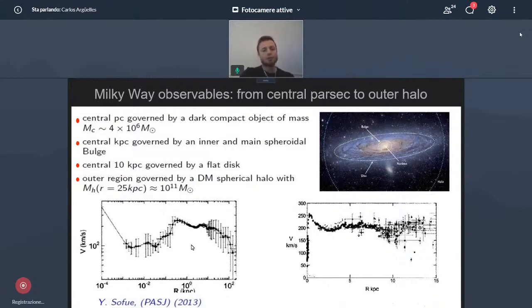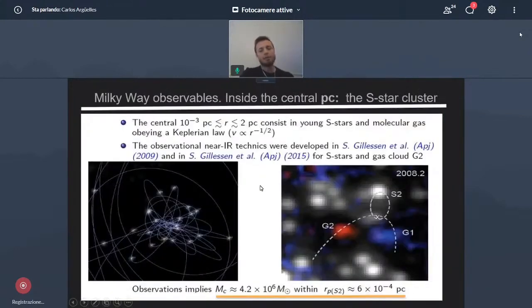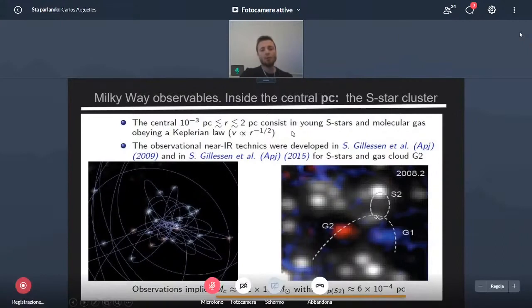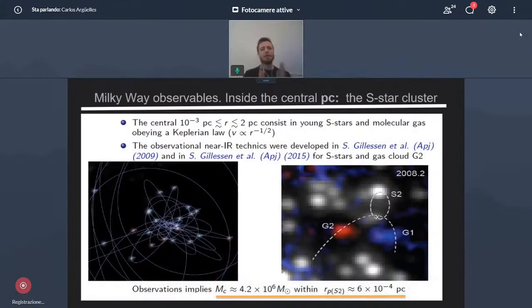So, of course, but we can go a bit deeper inside the center of the galaxy. So let's go from the milliparsec up to 1 parsec. We know, of course, there's a lot of activity in baryonic matter, but about the dynamics, it consists of young stars and molecular gas, which obey a Keplerian law, proportional to R to the -1/2. And this observation was thanks to the near infrared techniques developed by the work of Genzel.